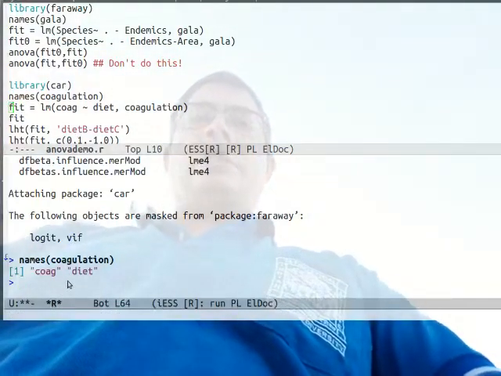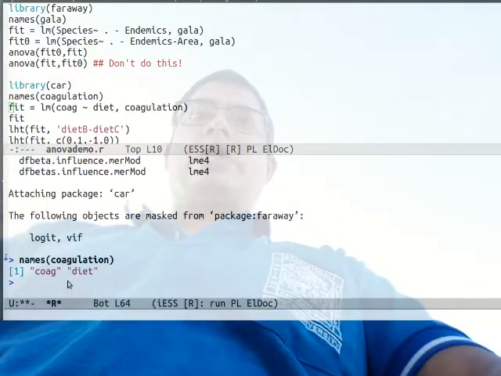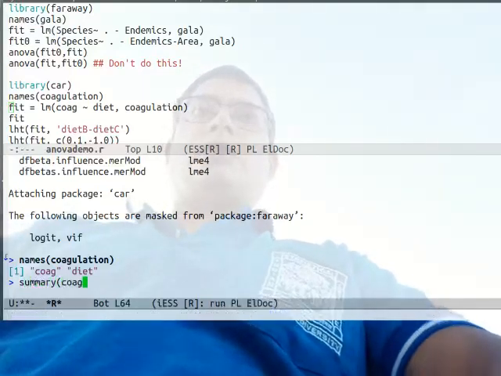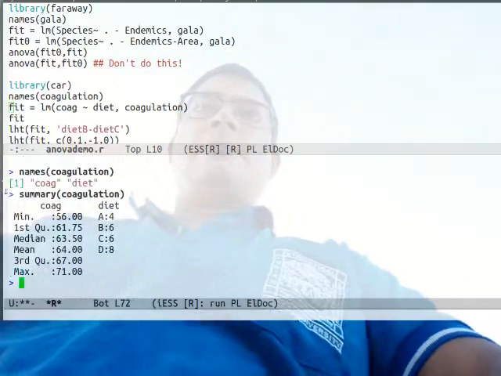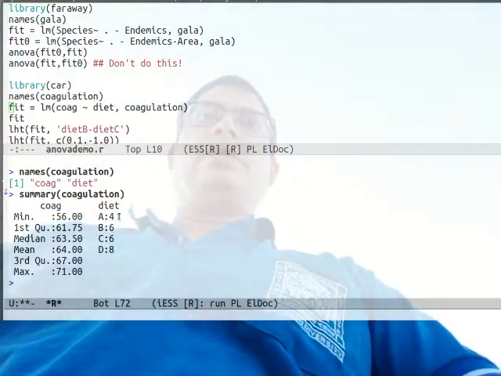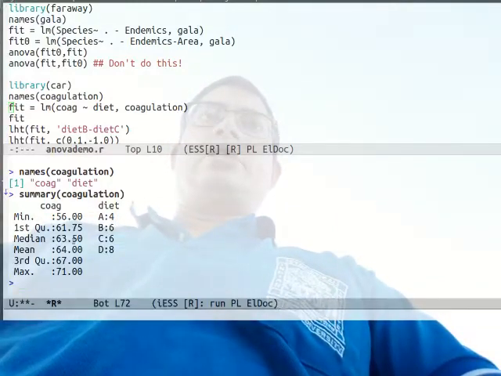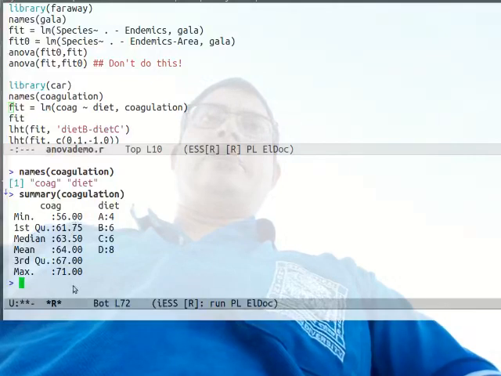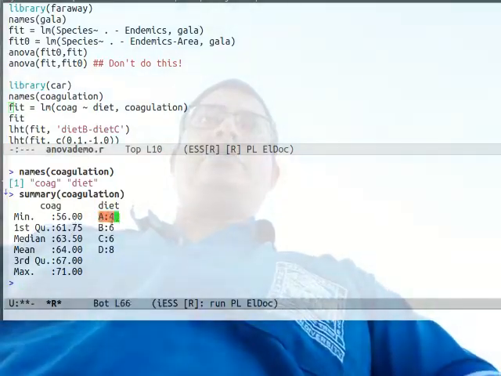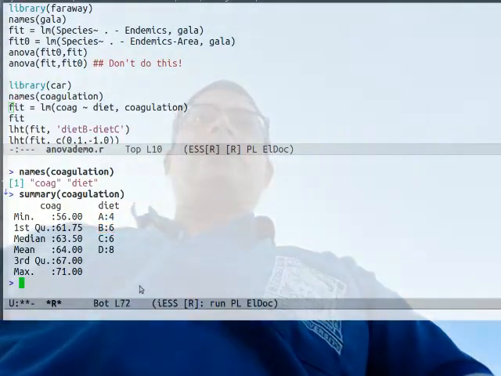So if I just take a look at the things, I will say summary coagulation. So you can see that diet has got 4 levels. So there are A, B, C, D, and coagulation is a continuous variable with mean, max, etc. And out of these things, A occurs 4 times, B occurs 6 times, etc. So you have this particular thing.